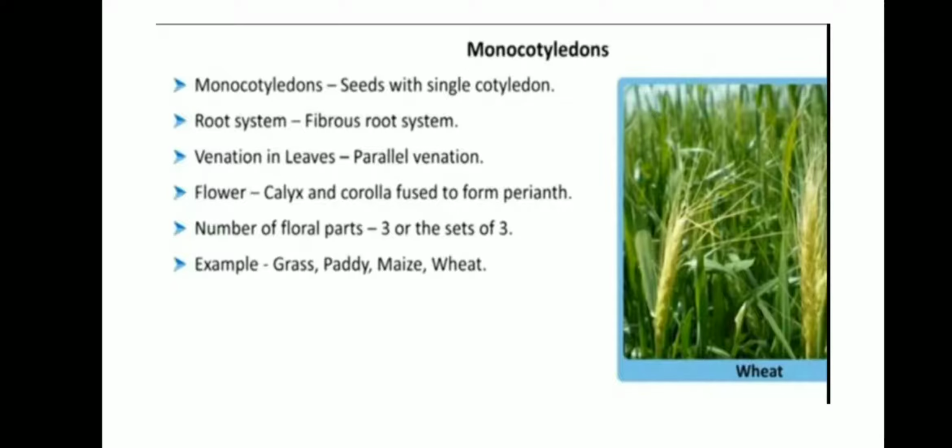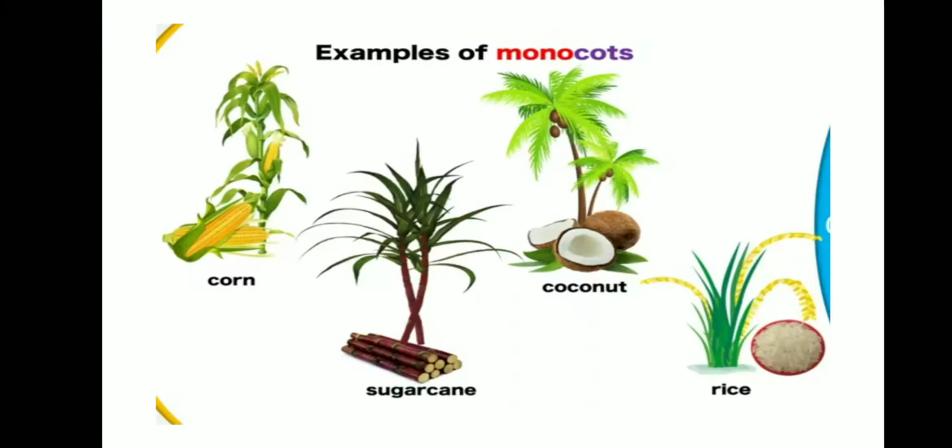What about the flowers? Calyx and corolla fuse to form perianth. The floral parts are three or sets of three. Examples: grass, paddy, maize, wheat, etc. See, these are the examples of monocotyledons. Maize, corn, sugarcane, coconut, rice and many more. Only a few examples I have shown you here.